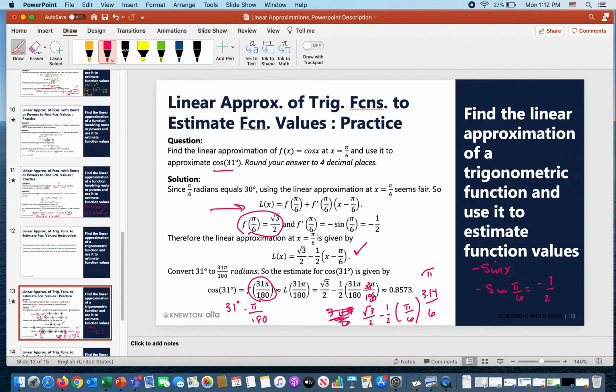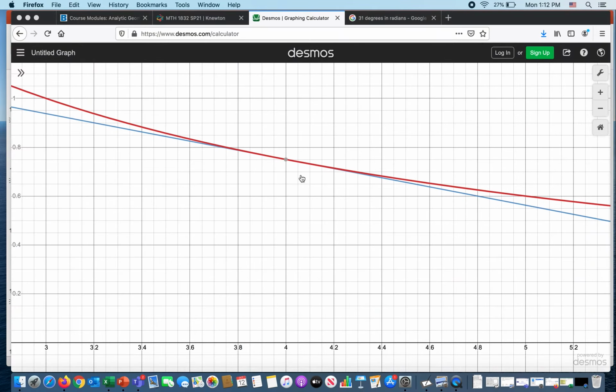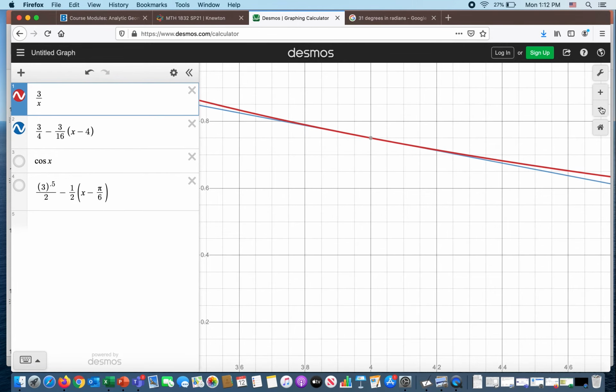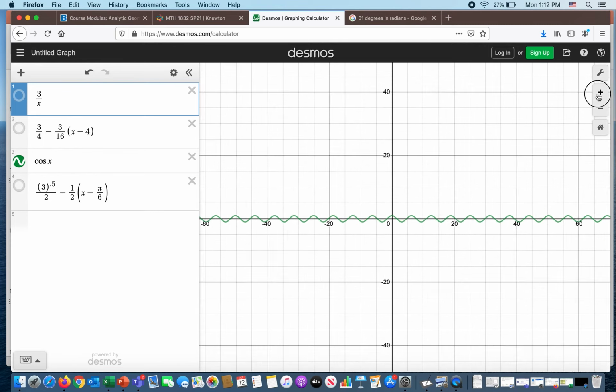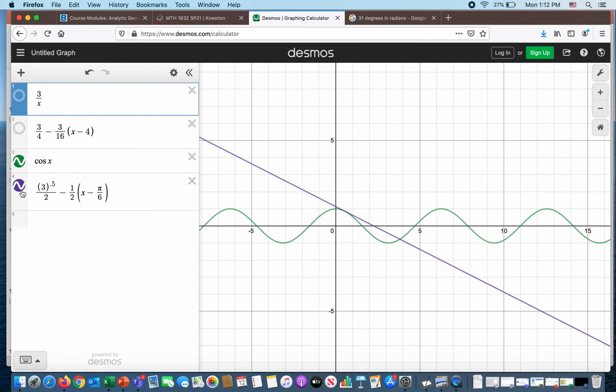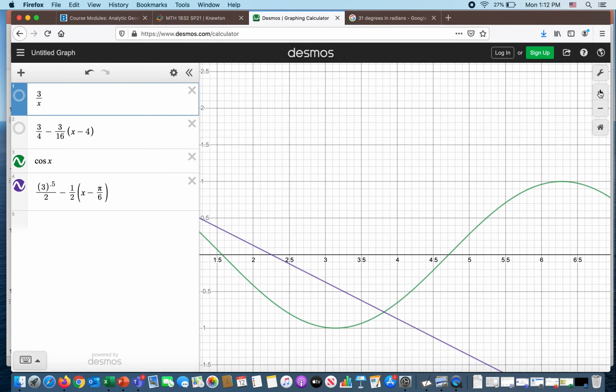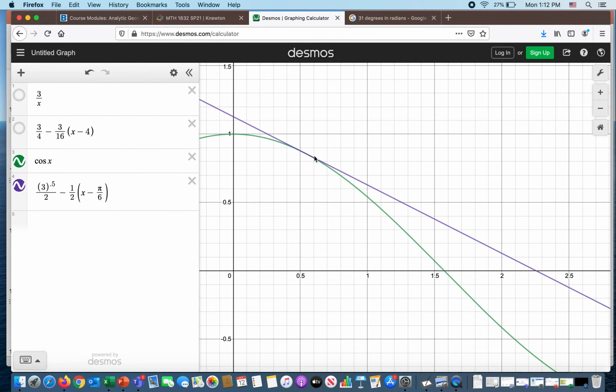Now, I mentioned I wanted to show you this on the graph real quick. So if I zoom back out, I'm going to turn this one off and this one off. Here's cosine. So I'm going to zoom in on cosine and I turn on that linear approximation. So here is our linear approximation, and you can see how at pi over 6, we're getting that blue and green line close to one another so that we can tell what that estimated value is.